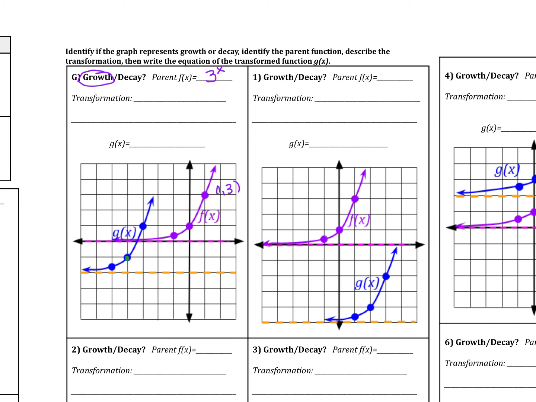And so let's see how it's transformed from the purple. So it goes left 1, 2, 3, 4. So it moves left 4. And then from left 4, it goes down 1, 2, down 2. So now identifying that, we can now write our transformed function g of x. So it's 3 to the x. Left 4 is actually a plus 4 with the x. Down 2 is -2.